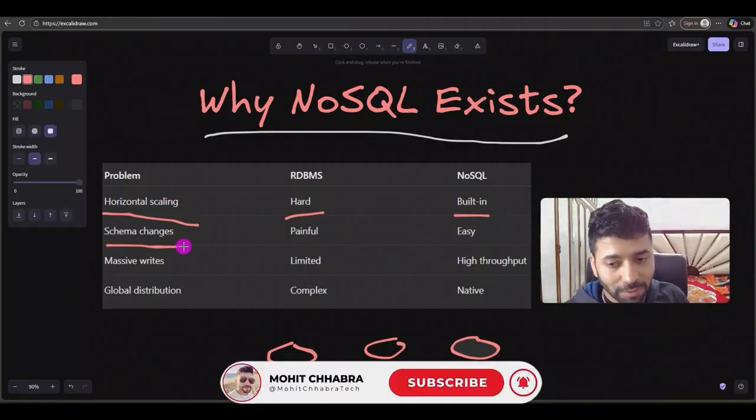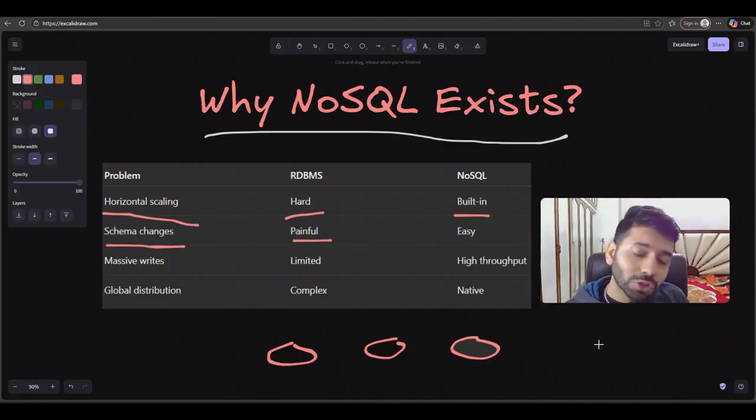Next, when we talk about schema changes, in RDBMS it is quite painful because in RDBMS or SQL, we generally have a fixed schema. Whereas when we talk about NoSQL, it has a flexible schema, so it is very easy to make any schema related changes.